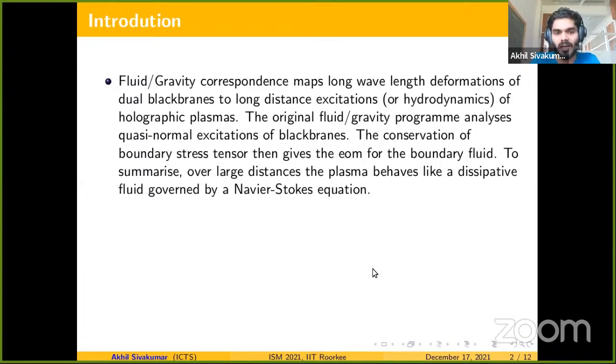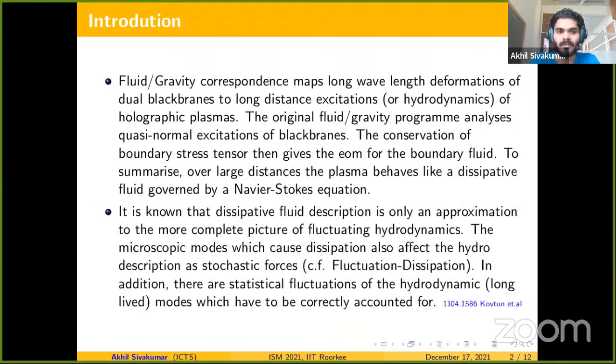To summarize, over large distances, the plasma behaves like a dissipative fluid governed by a Navier-Stokes equation. But we know that a dissipative fluid description is only an approximation to the more complete picture of fluctuating hydrodynamics. The reason is that the microscopic modes which cause dissipation also affect the hydro description as some stochastic forces. So this should be thought of as a fluctuation-dissipation relation. And in addition, there are statistical fluctuations of the hydrodynamic modes themselves, which are long-lived.